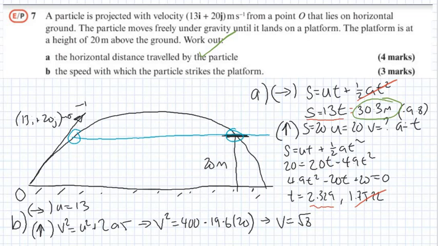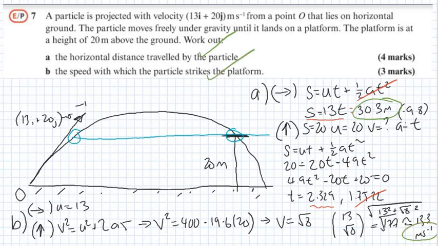Now, the speed is a magnitude. My vector is 13 and root 8, and the magnitude is the square root of 13 squared plus the square root of 8, all squared. When I do that, it gives me the square root of 177, which is about 13.3 meters per second. And that is my speed, which takes care of part B.